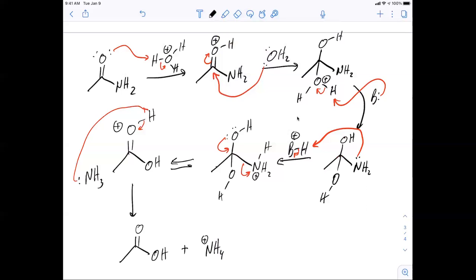And again, most of this is reversible. Except for that last step, right? Once that ammonia comes off, gets protonated, then the last step is not reversible. So this hydrolysis goes to completion. Because I'm in acid conditions, the amine is a very good base. I'm going to protonate it. Once I protonate it, it's no longer nucleophilic. That last step can't be reversed. Okay, questions about acid catalyzed?